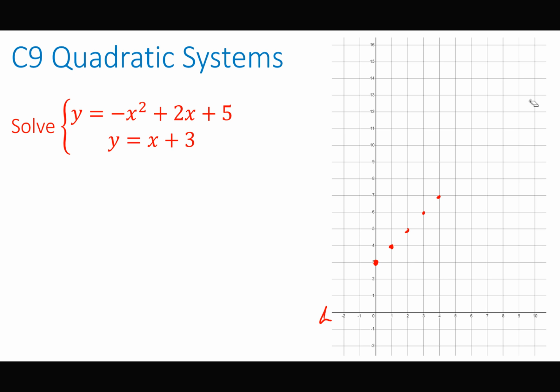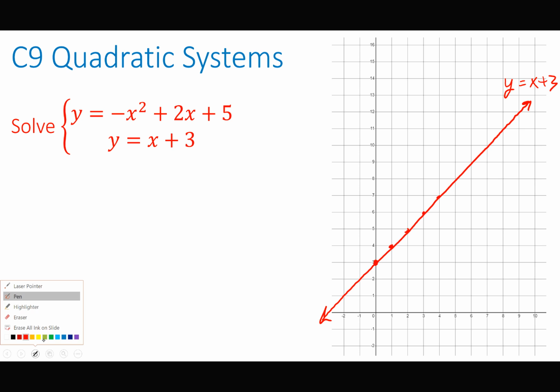Missed. Try that again. There we go. That's a little better. Okay, so that's my line, y equals x plus 3. Now the quadratic, I need to be more deliberate when I graph my quadratic because I'm looking at specific points where this is crossing.